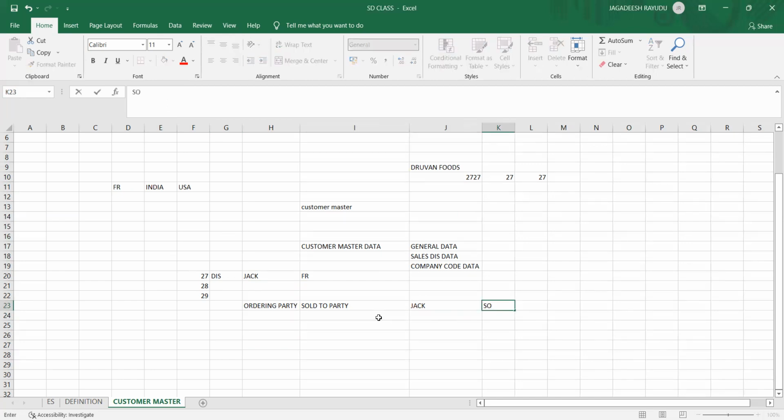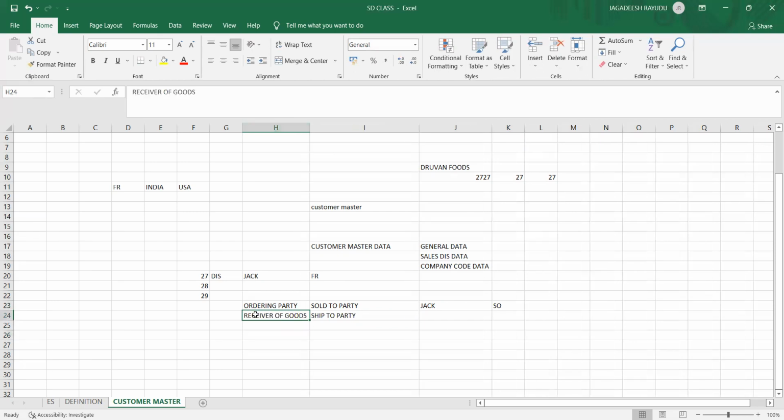But where does the delivery need to be delivered? Jack is the owner sitting in France. Let's take an example. Ship to party means the person who receives the goods, the receiver of goods. You have to understand these very important concepts. In SD, if you don't understand what is customer and what is material, it is very difficult. Try to concentrate, it is easy.